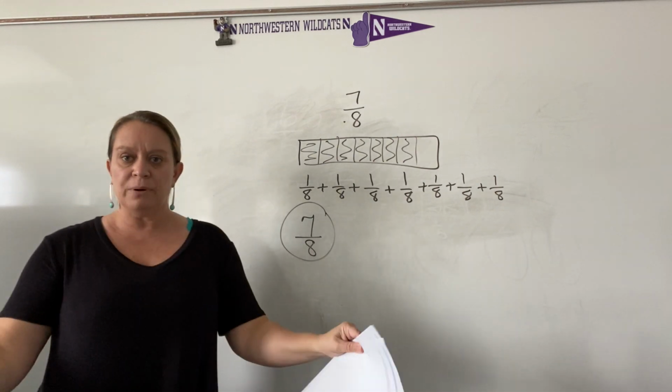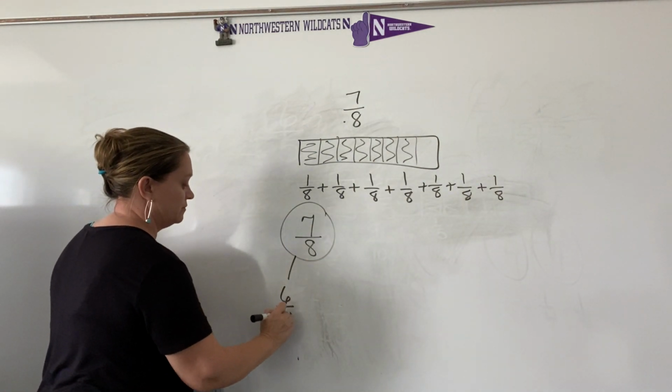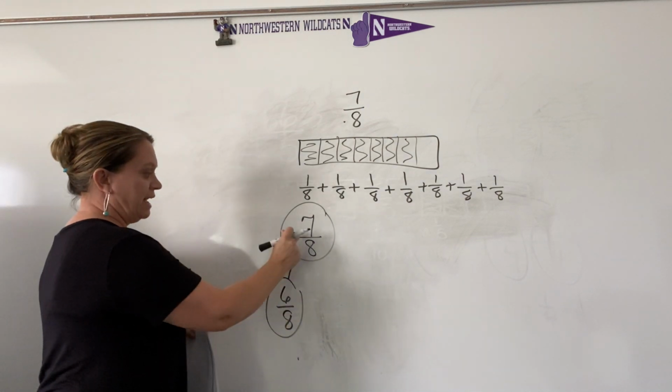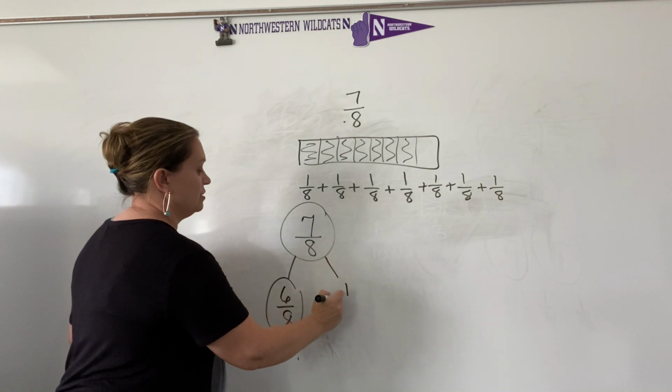How can I break apart this bubble? Because this is another way to show this. Well, let's say I have 6/8. What might I add to 6/8 to get 7/8? 1/8.